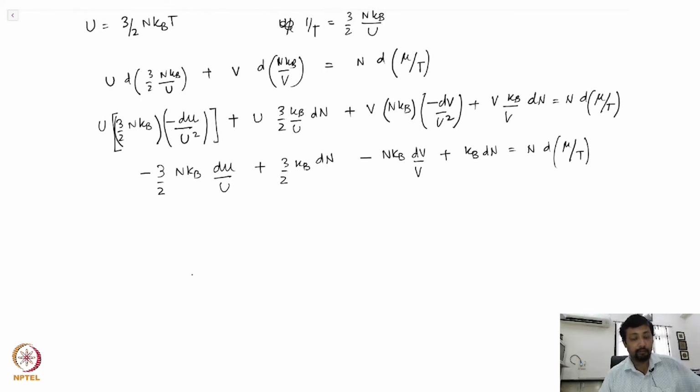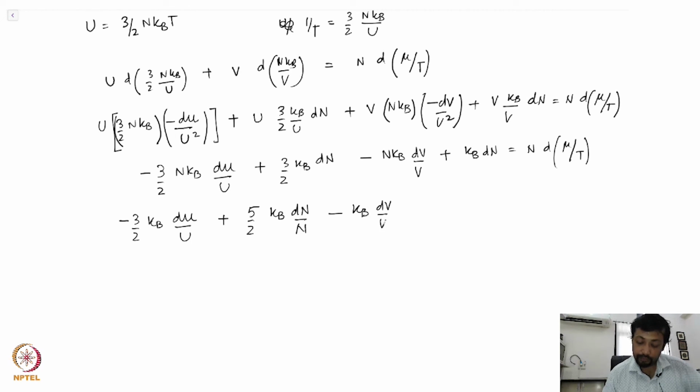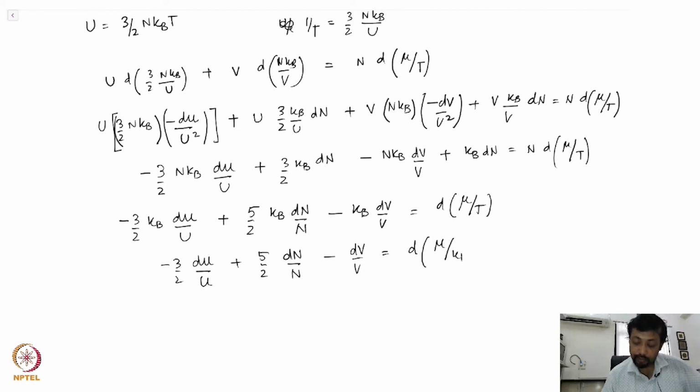Divide throughout by n. If I divide throughout by n, then I have minus 3/2 kB du by u, plus a 5/2 kB dn over n (there's a 3/2 kB over here and there is a kB over here, that makes it 5/2 kB), minus kB dv over v is equal to d of mu by T. I can take care of the kB also, so I will simply write it this way: 5/2 dn by n plus... minus dv by v is d of mu by kB T, so that the right hand side becomes a dimensionless thing.